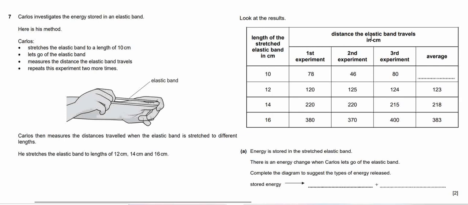Distance the elastic band travels in cm is, this is the first experiment, second experiment, third experiment, and this is the average. So question A. Energy is stored in the stretched elastic band. There is an energy change when Carlos lets go of the elastic band. Complete the diagram to show the types of energy released, stored energy into what and what. So you're given 10 seconds from now.